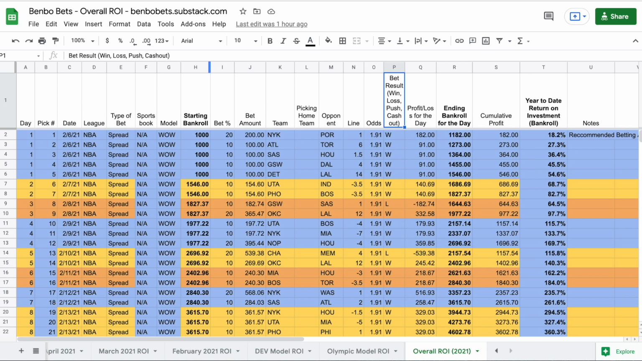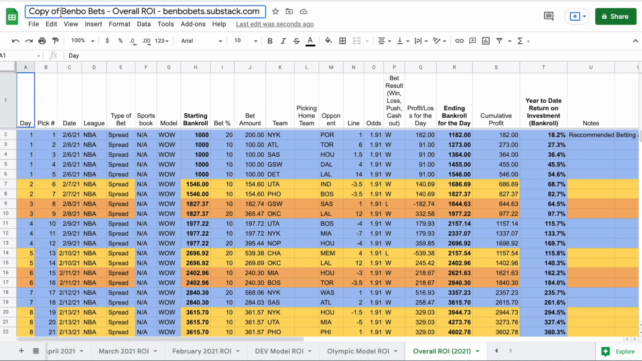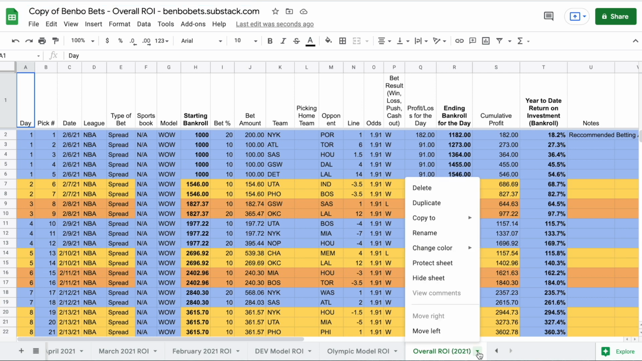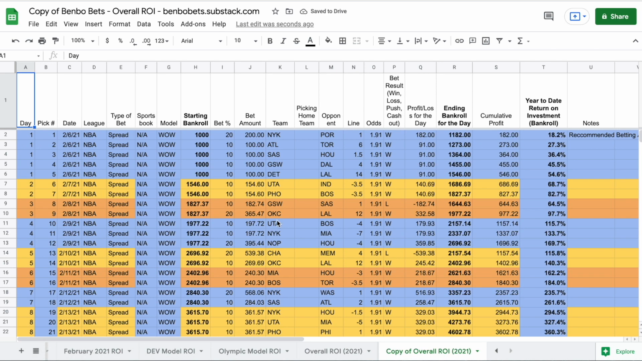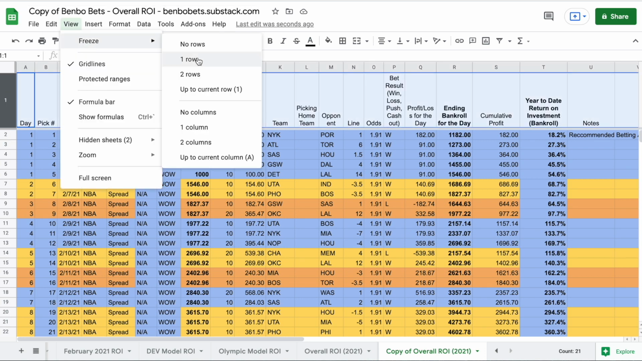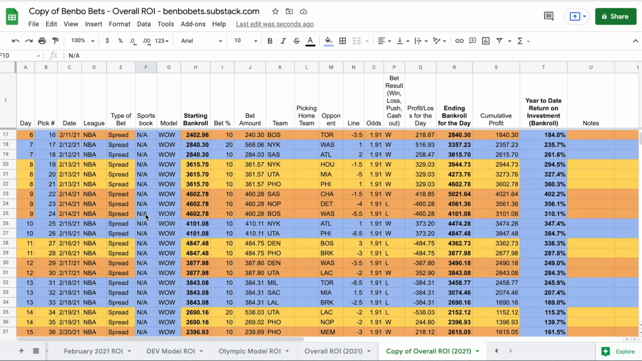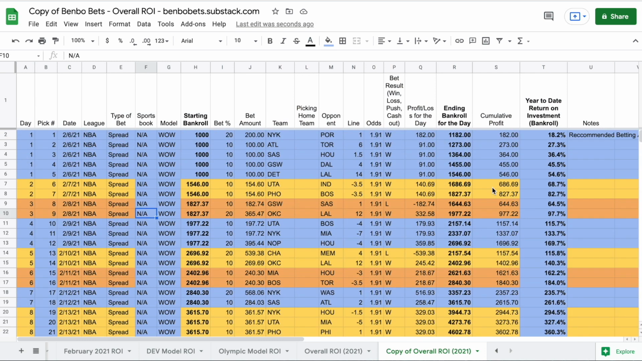Okay, so let me go to my copy of Benbo Bets. And actually, just to be on the safe side, I usually do this. I go to overall ROI and I duplicate this particular tab. So this is the tab I'm going to mess around with. And let me make sure that that row is frozen. Freeze one row.